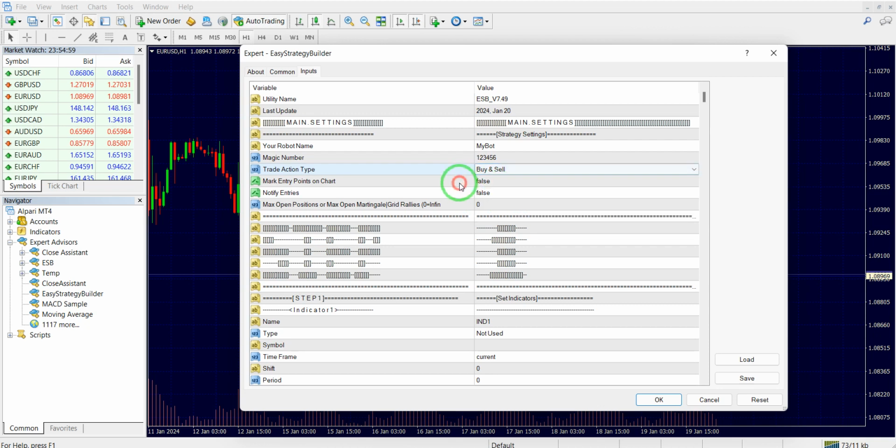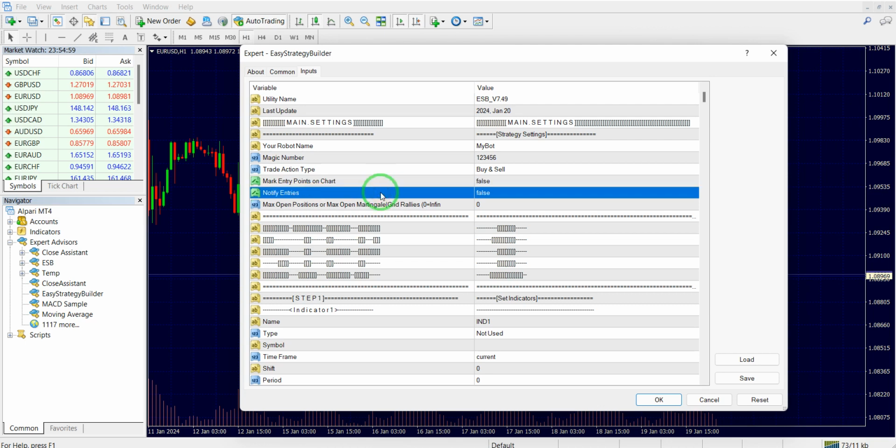As I said, it can mark the entry points on the chart. If you make it true, it will mark all the entry points regardless of what action type is there, which puts some arrows on the chart, simply marks them like that. But you can choose what kind of mark it uses. On the advanced settings, you can adjust it.